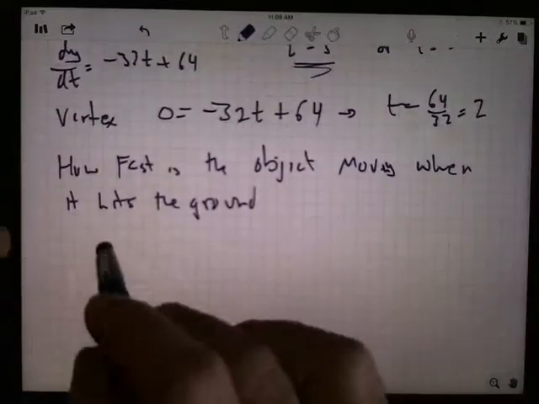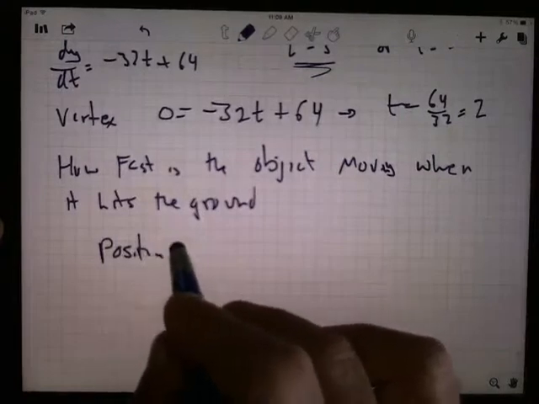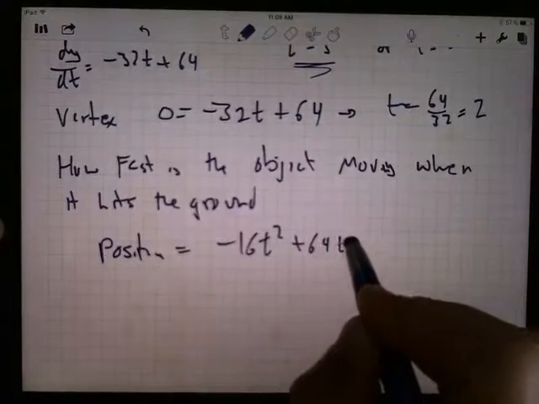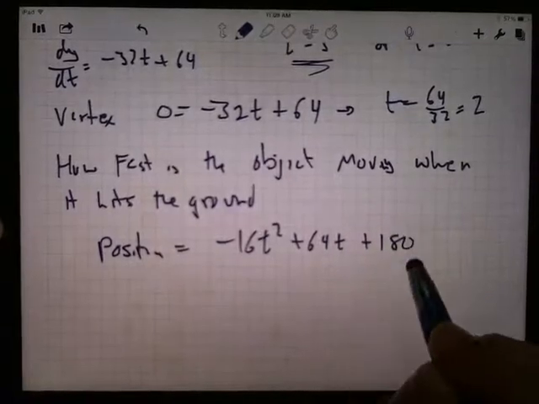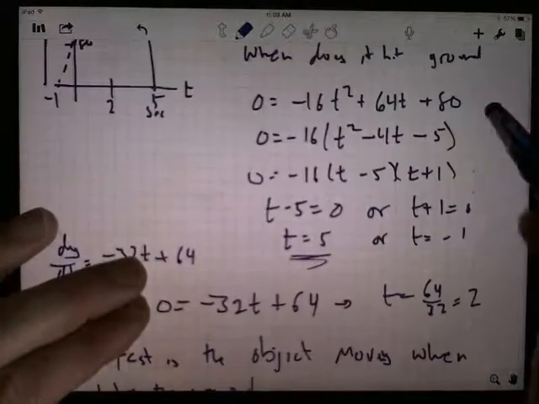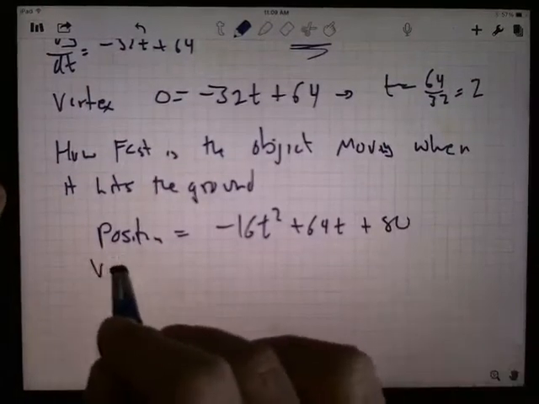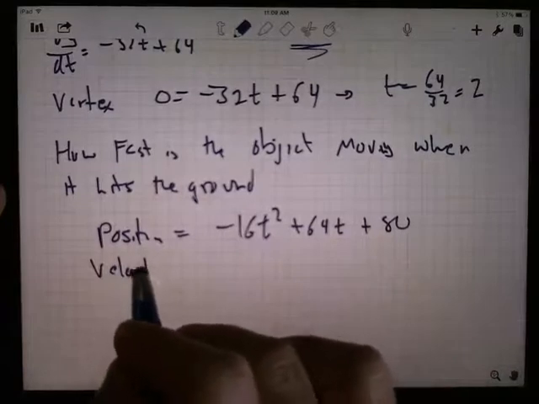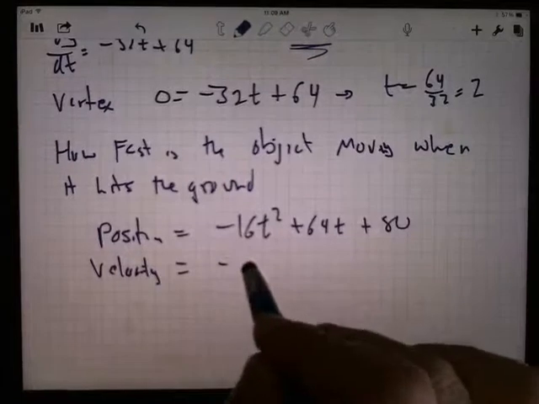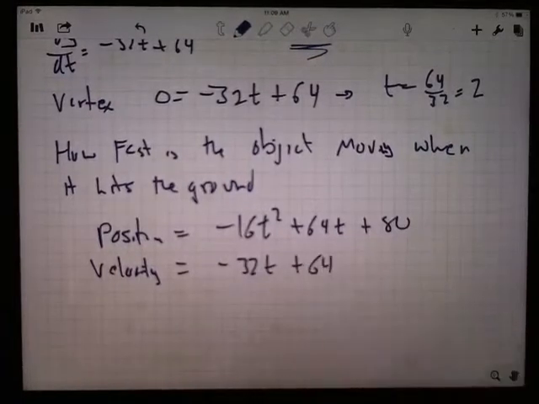So I have position is this. Position is negative 16 t squared plus 64 t plus 180. No, it wasn't. What was it? It was just 80, wasn't it? 80. The velocity function is the rate at which the position is changing. That's the derivative. So it's minus 32 t plus 64, right?